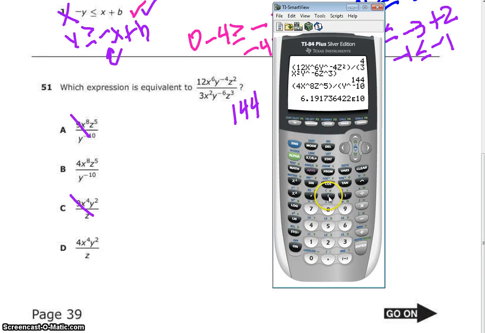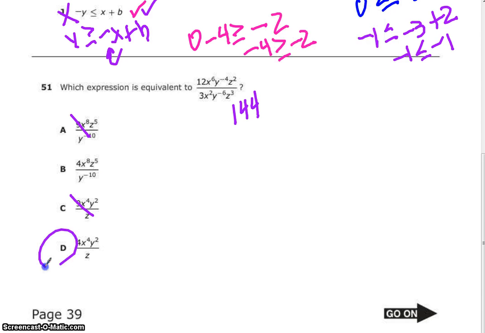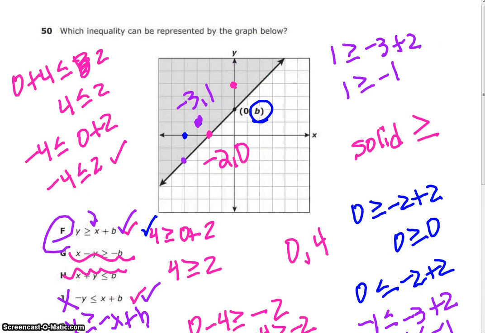So now let's try D. Open 4x^4 alpha y squared, close divided by alpha z, and I get 144. So that tells me that D is my answer. And that's without having to remember all of our exponent rules.